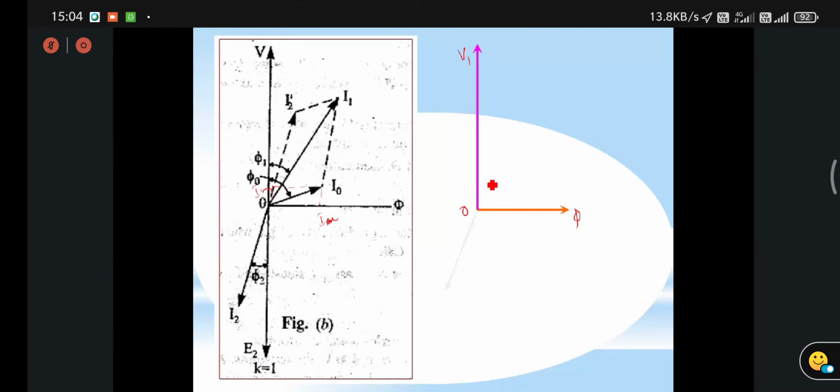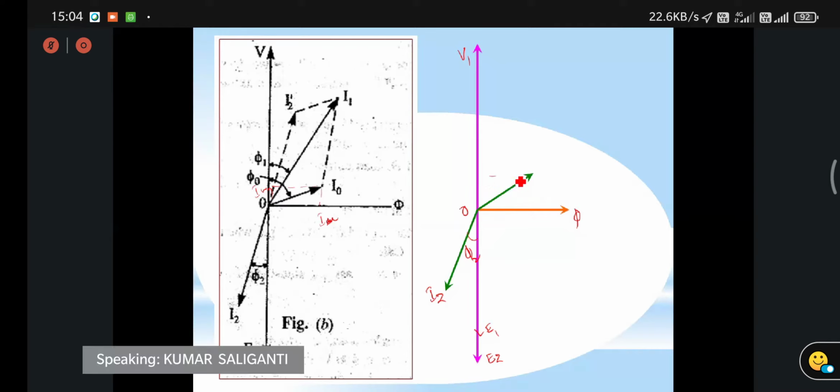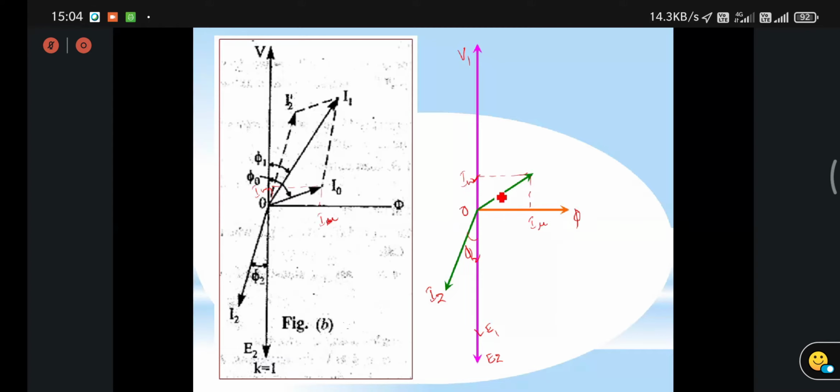Now we can take this as I2. For an inductive circuit, this I2 lags E2, or if you take E1, it lags by phi 2. And this I2 is the combination of the magnetizing component current and the working component. So this is the direction. If you extend this line, you can see exactly the opposite direction. Then you can get I2 dash here.